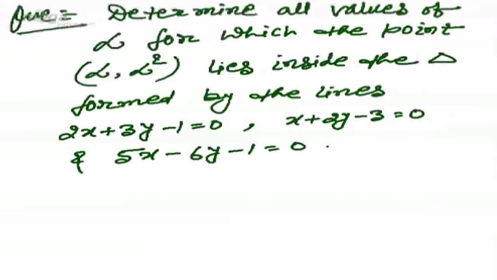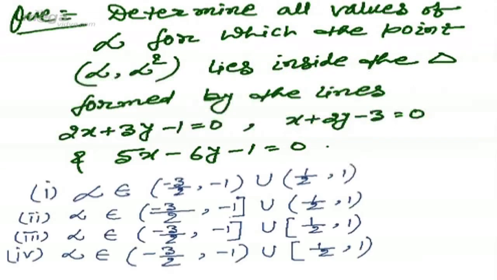Now I'm taking one more example, one more question already asked in the IIT exam. The question is: determine all values of alpha for which the point (alpha, alpha squared) lies inside the triangle formed by the three lines 2x + 3y - 1 = 0, x + 2y - 3 = 0, and 5x - 6y - 1 = 0. The first option is alpha belongs to the open interval (-3/2, -1) union the open interval (1/2, 1).